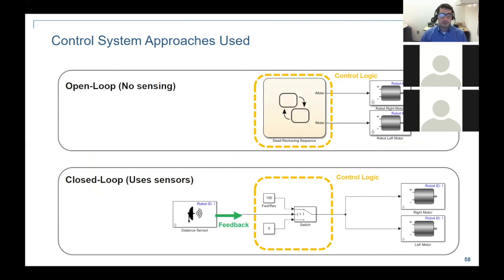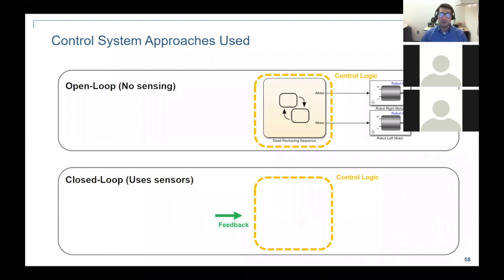Now, in the closed loop example, we can see that we have some feedback. In this case, the sensor information from the distance sensor is the feedback to our system. So if we wanted to improve our initial dead reckoning sequence, we are going to have to introduce some sort of feedback to our system. So what would this feedback be?